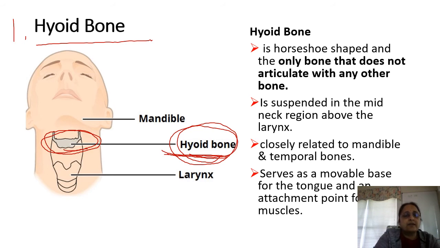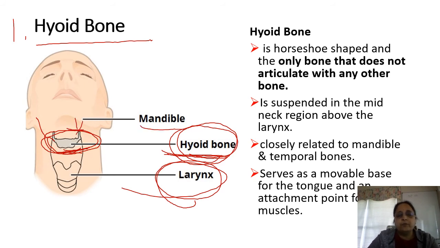And its shape is also somewhat different. If you see, it is horseshoe shaped, and it is suspended in the neck region just above the larynx, the voice box. Even though it is in the neck region, it is closely associated with the temporal bones and the lower jaw, that is the mandible. Therefore the functionality, if you see, is that it serves as a movable base for the tongue.